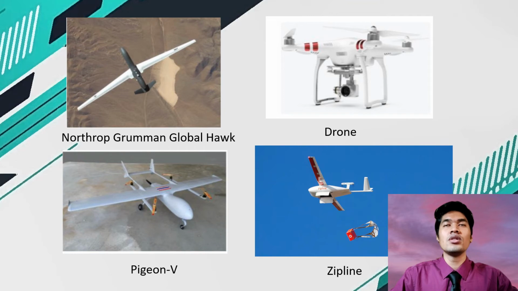And next is a drone. Drones are basically used for events, for example motorsport, concerts, or any other events. Lastly is Zipline. Zipline is the model that is used in East Africa to send medical equipment supplies.